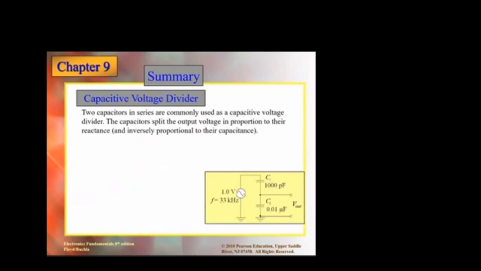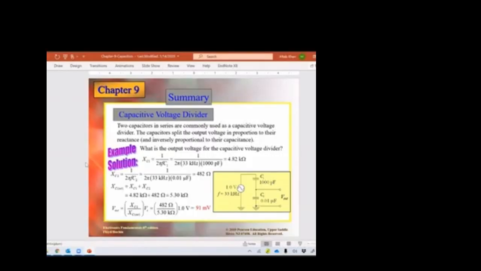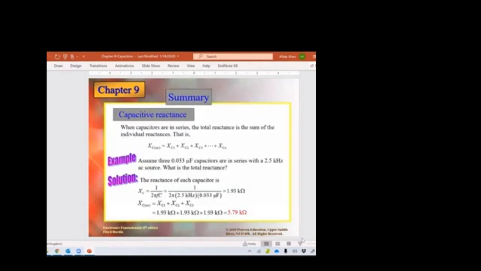Class now. So okay, how many slides are remaining here? Let me just check. Still there are many. Okay, so let's see, inshallah.